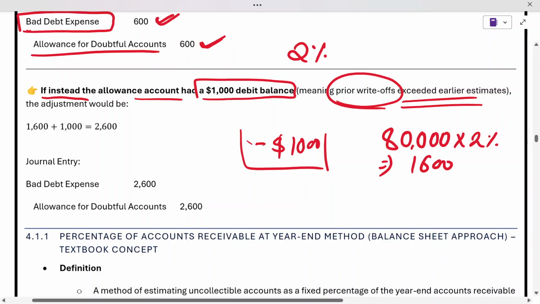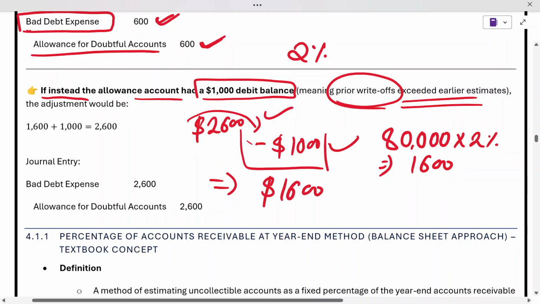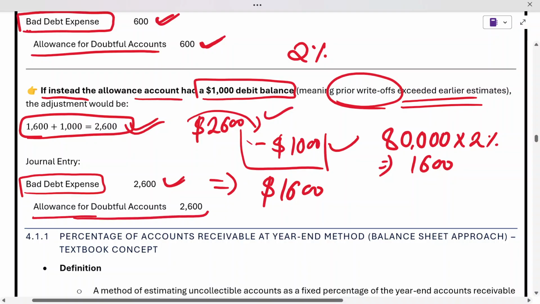Now we need to bring $1,600 within this bucket. So how much provision do we need to create? We need to bring in $2,600, right? Effectively, this negative $1,000 and this positive $2,600 will create the positive $1,600 that we want. So here we will be creating a provision of $2,600. So we pass the entry: bad debt account debit $2,600 and allowance for doubtful debts account credit $2,600. So this is a very important method and questions are asked based upon this method as well.